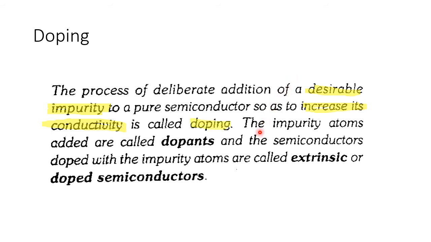Fine. Now the impurity atoms added are called dopants, and the semiconductor doped with the impurity atoms is called an extrinsic or doped semiconductor. So the impurity atoms which are added to your pure, or intrinsic, semiconductor are known as your dopants. Now when you add dopants to the intrinsic semiconductor, what happens? That semiconductor becomes impure, and hence we call that an extrinsic semiconductor, or it is also known as a doped semiconductor. Fine.